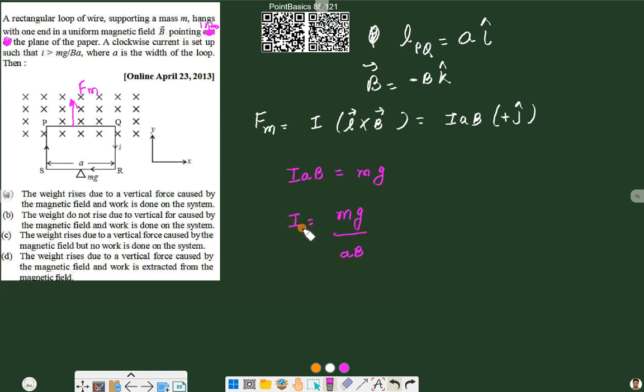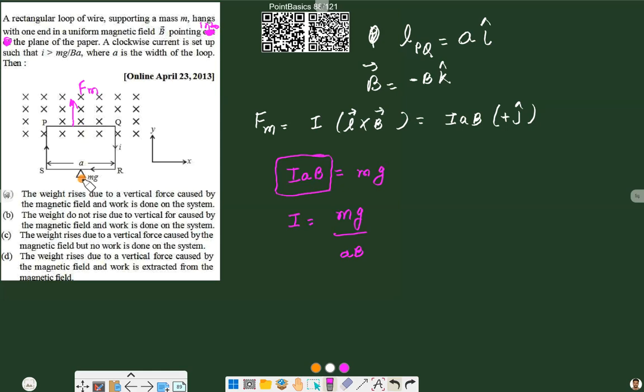But if the value of current I is greater than this value, then what will happen? This side will increase in magnitude, and if this side increases in magnitude, then we can say the magnetic force will be higher. And if the magnetic force is higher, then what will happen? The weight will rise upward, and it will keep on rising.